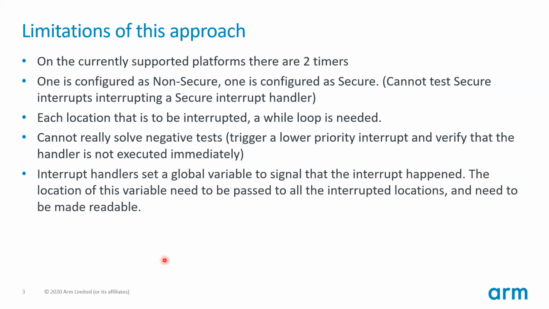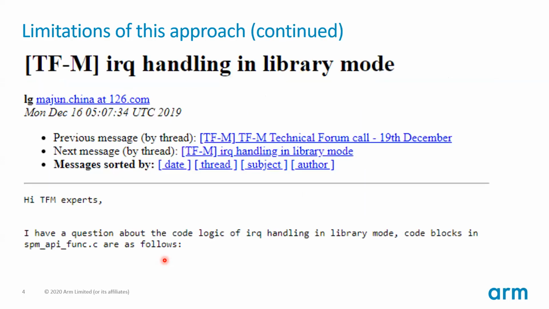And these are not just theoretical limitations, because we actually hit them. We had this mail on the public mailing list of TFM, where one of our partners noticed an actual bug in the interrupt handling code of the library model. I couldn't copy the whole mail here because it would look so tiny and there's so much information there.